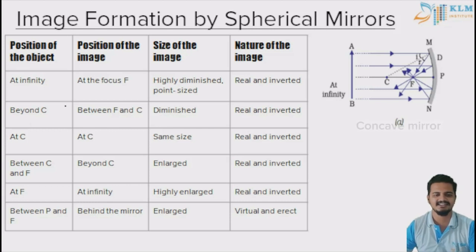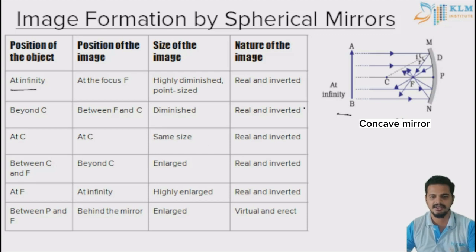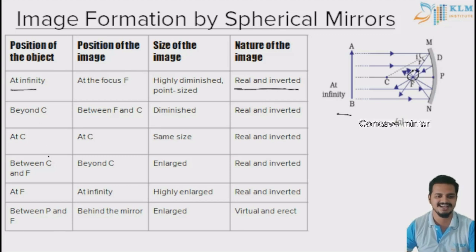Now let us study the image formation by spherical mirrors. If the position of the object is at infinity, the image comes at the principal focus. It is highly diminished and point sized. It is real, that is, the real rays are reflecting, and it is inverted. You can't just remember all this, guys.